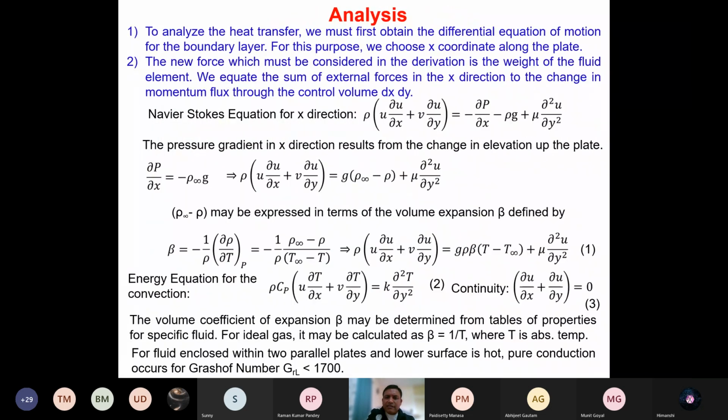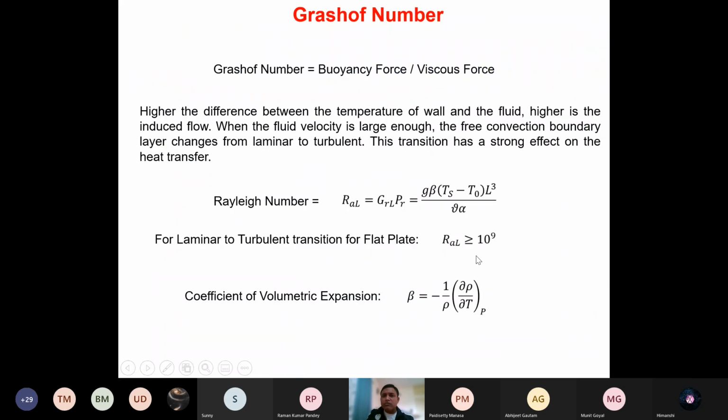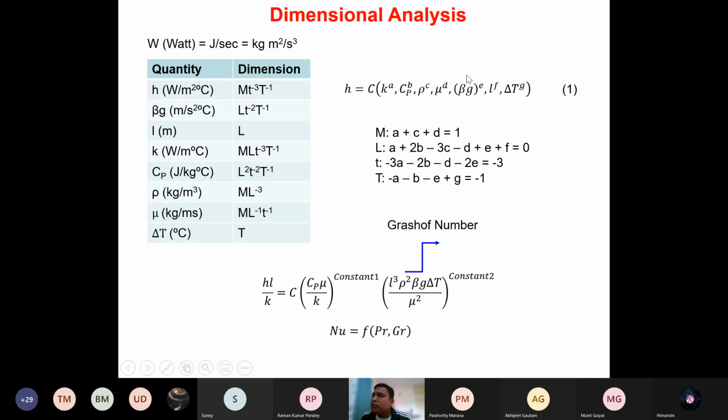In the earlier case, the velocity used to be important, but here the velocity is not important because the velocity is induced by what? Velocity is induced by g and beta. So that's why, instead of velocity in forced convection, we are taking g into beta in natural convection. Do you all agree? Does it make sense what I'm saying? Yes, sir.